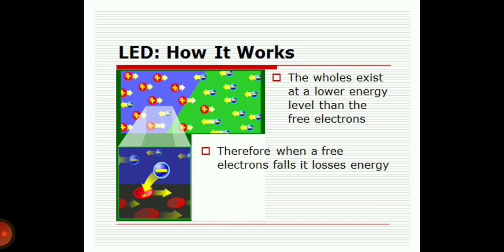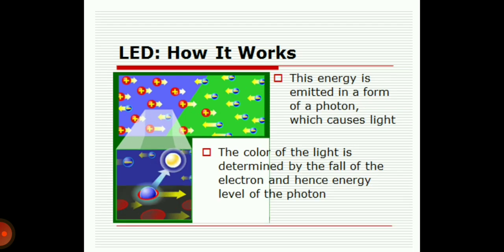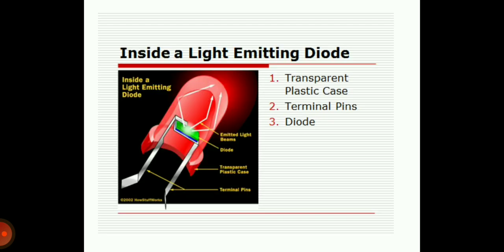We know that electrons are always available in the conduction band and holes are available in the valence band, and there is an energy gap between the valence band and conduction band. After recombination they emit the excess energy in the form of light. This energy is emitted in the form of a photon which causes light. The color of light is determined by the energy gap inside a light emitting diode.